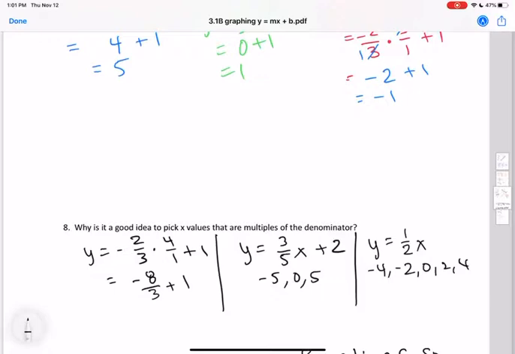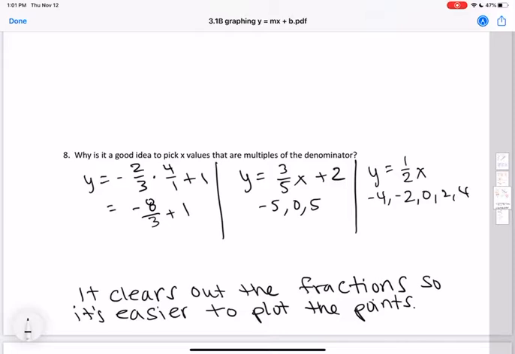Okay, so why is it a good idea to pick x values that are multiples of the denominator? I just went ahead and wrote: it clears out the fractions, so it's easier to plot the points. Okay, hopefully that makes sense. Okay, one more to go.